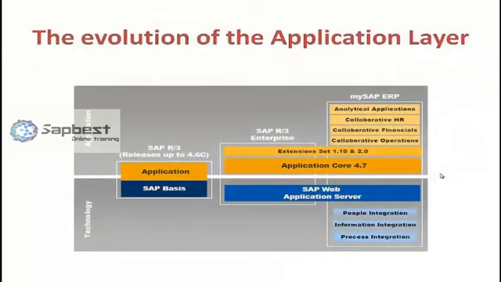During the evolution of the application layer, it was changed from SAP Basis to SAP Web Application Server. So now they call this the Web Application Server. They introduced a new technology called NetWeaver technology in ECC around the year 2004. So in ECC 5 and ECC 6, they introduced this technology.